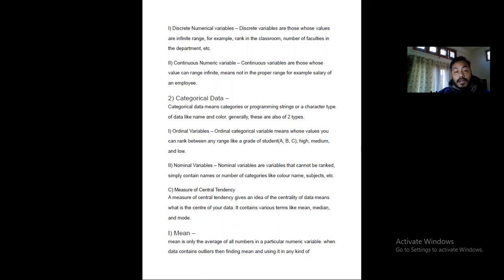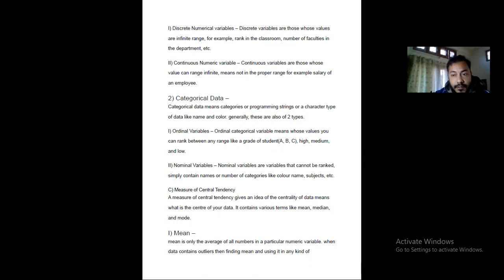So this falls under what type of variables? Ordinal or nominal? What will be that? Nominal. Sweta said nominal. Anyone else? What will it be? Ordinal or nominal? Say. Sir, nominal. Nominal. Okay.